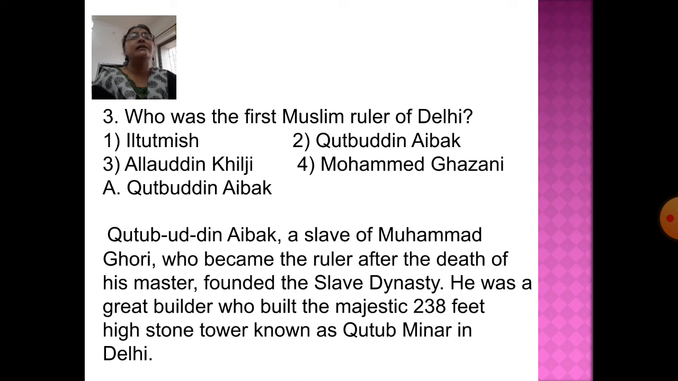Qutbuddin Aibak, a slave of Muhammad Ghuri, who became the ruler after the death of his master, founded the slave dynasty. He was a great builder who built the majestic 238 feet high stone tower known as Qutub Minar in Delhi.